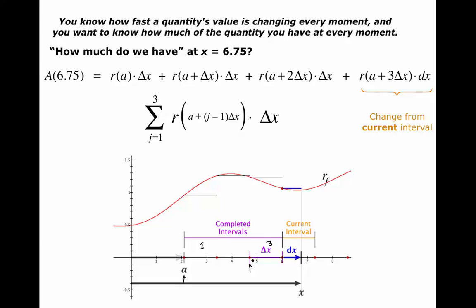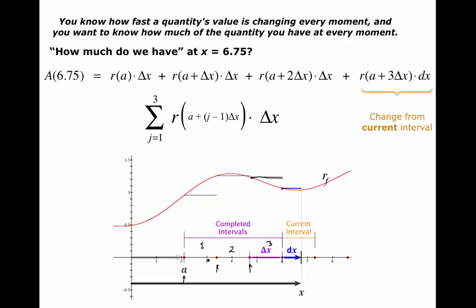For the third interval, we want that x value to get that rate of change to be the constant rate for that interval. How many delta x's do we go across to get to that left side of the third interval? 1, 2. Here's the second interval. How many delta x's do we go across from A to get to the left side of the second interval? Just 1.